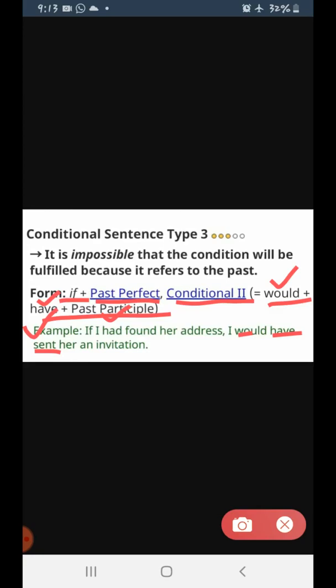So here the statement states that the action has never been completed, because the statement narrates that if I had found her address, that means the address has not been found. If I had found her address, I would have sent her an invitation. अगर मुझे उसका एड्रेस मिल गया होता तो मैंने उसे इन्विटेशन भेजा होता. But इसका क्या मतलब हुआ? इसका मतलब ये हुआ कि मुझे एड्रेस नहीं मिला.